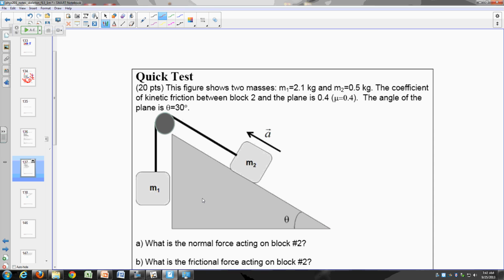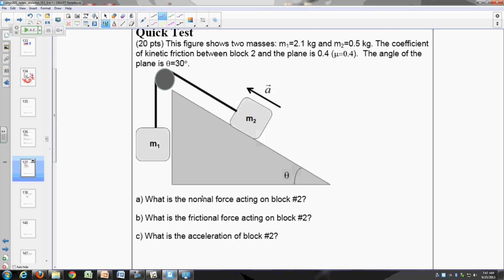I'm going to skip the quick test. I really want to get onto these problems because these will help prepare you more. Alright, so here I have two blocks, and they are on an inclined plane. The masses are given, and I give you the coefficient of friction between block 2 and the plane.